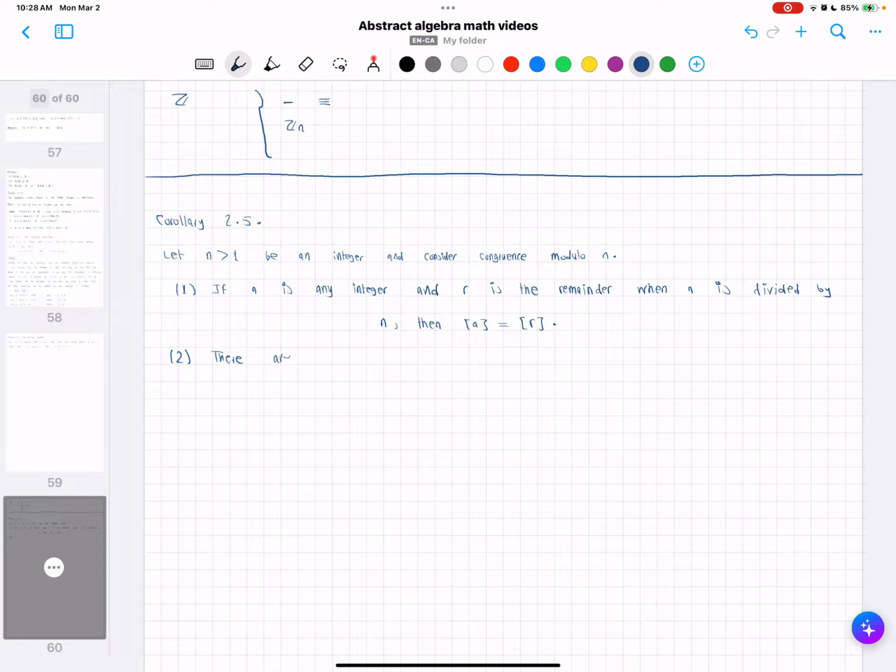There are exactly n distinct congruence classes, namely the class of 0, the class of 1, etc., all the way to the class of n minus 1. So let's prove those statements.